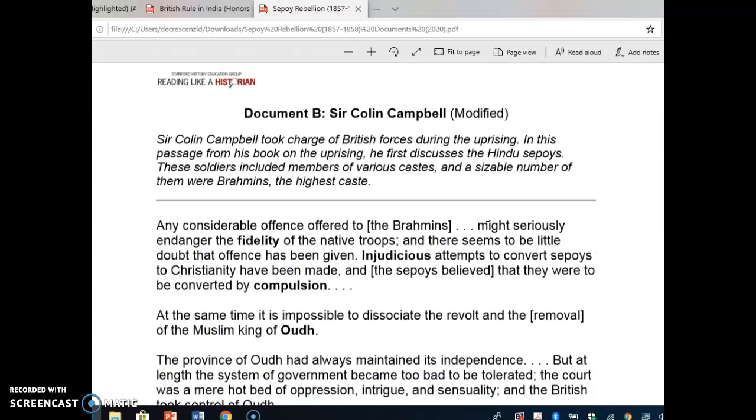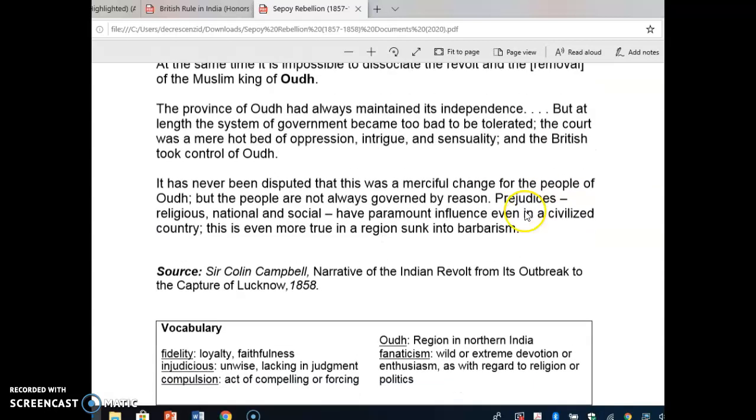You also have another view, Document B, Sir Colin Campbell, who is going to take charge of British forces during this uprising. He's going to discuss the Hindu sepoys, about how they included members from different castes. A sizable number of them were Brahmins, the highest caste in the Hindu religion. So he's going to offer his view on why this event happened.